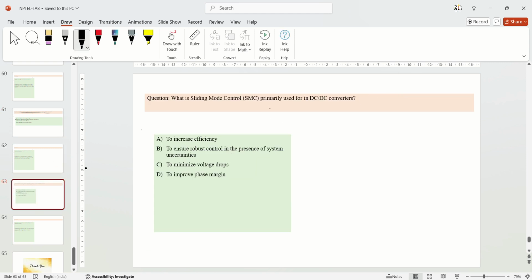Going to sliding mode control, I'm giving this question for you to solve because it's a simple question: sliding mode control is primarily used in DC converters for what? Just think about it. I'm giving you a few minutes to solve this question.